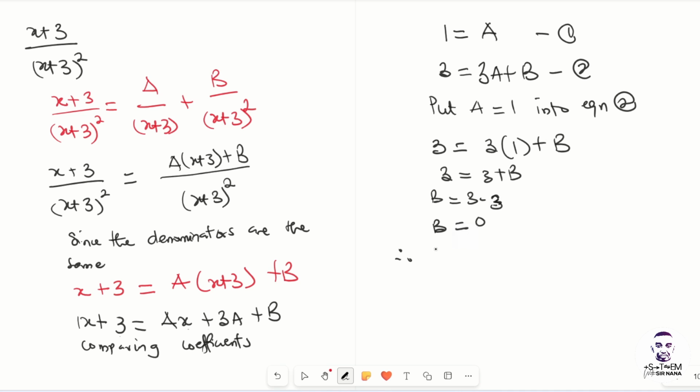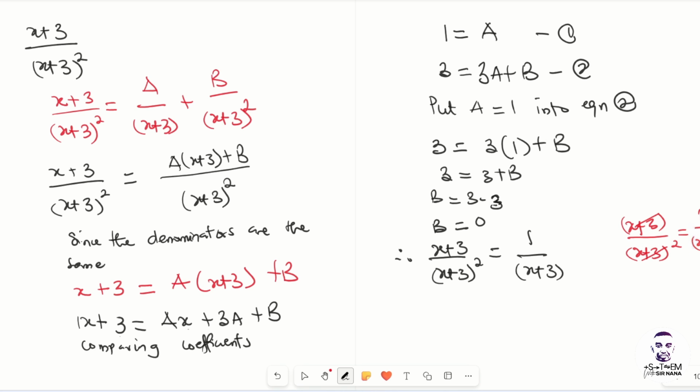So therefore, we can write our x plus 3 all over x plus 3 all squared to be equal to, our A is 1, so we have 1 all over x plus 3. Once the B is 0, it means that the B part goes to 0. And this is entirely true because even without the use of partial fractions, when we consider the expression given, which is x plus 3 all over x plus 3 all squared, we can cancel out. And it means that will give us 1 over x plus 3.